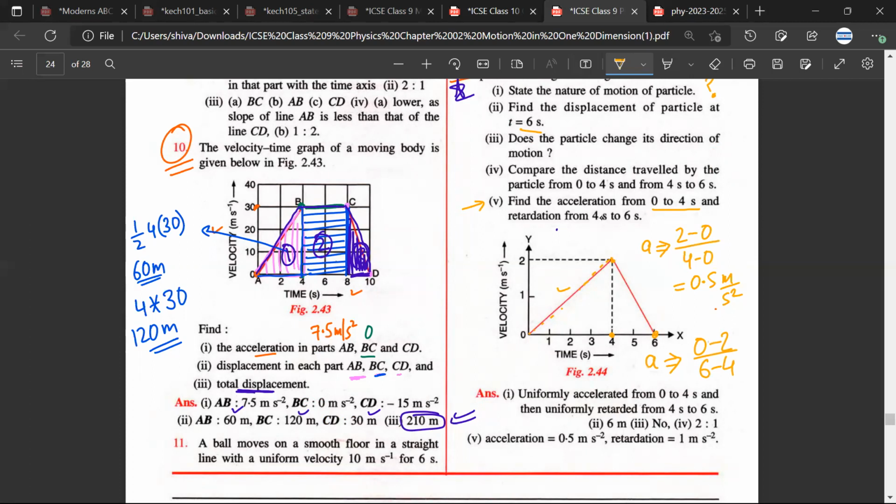So acceleration is 0 minus 2 upon 6 minus 4. This would be equal to minus 2 upon 2, which is equal to minus 1 meter per second square. Do we agree to this? Yes. So here the acceleration is 0.5 meter per second square and here the acceleration is minus 1 meter per second square. Do we agree to this? Yes. Okay.